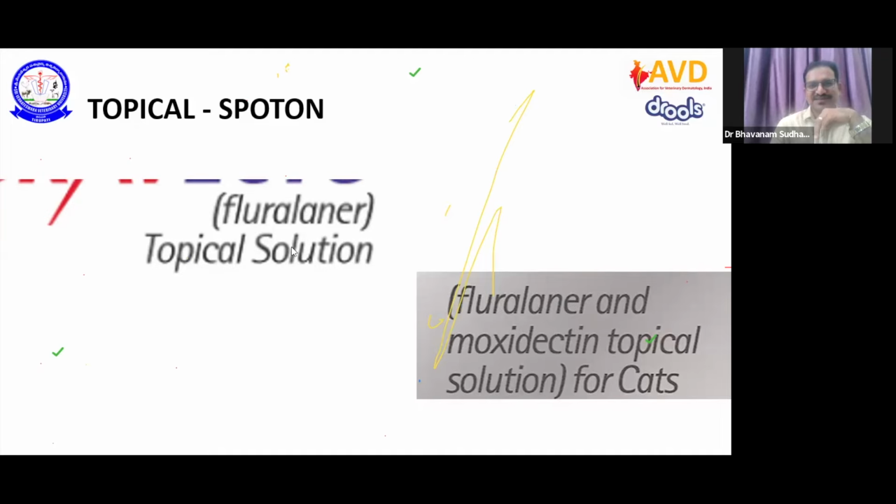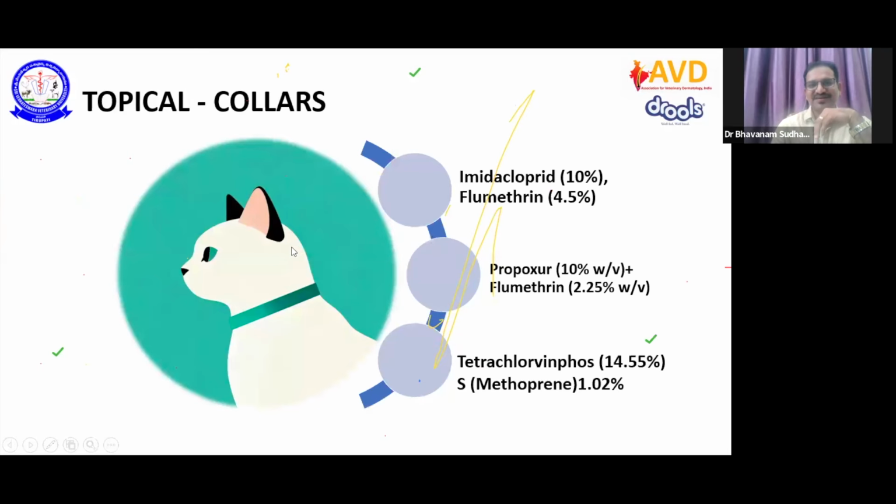Next, some collars are available. When you apply a belt-type material around the neck region, they also provide combinations of medication. One is imidacloprid in combination with flumethrin. Next is propoxur with flumethrin. Next is a combination of tetrachlorvinphos. What is the difference between these three components? As I told previously, when we use a combination of medications, they have effects on the different stages of the mites. For that reason, we need to choose them.